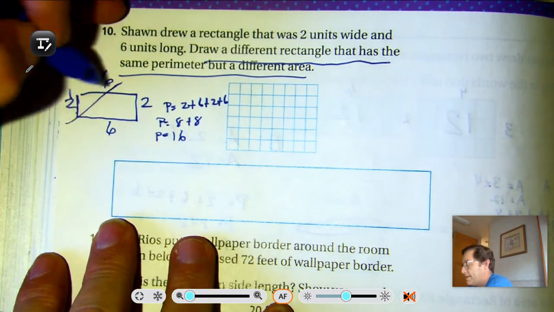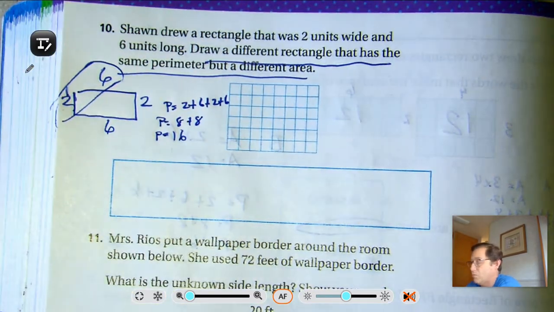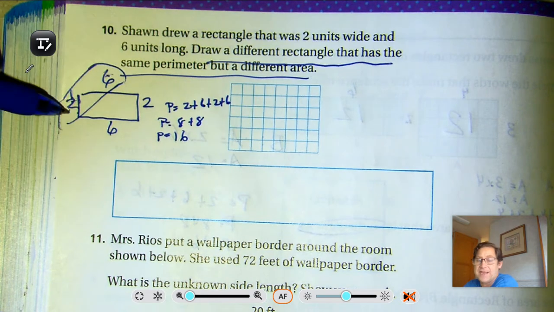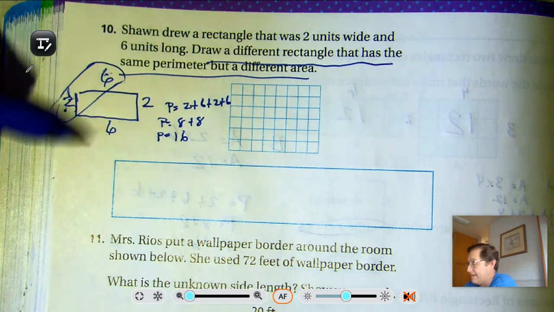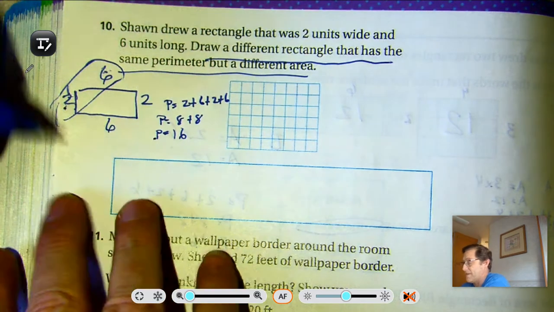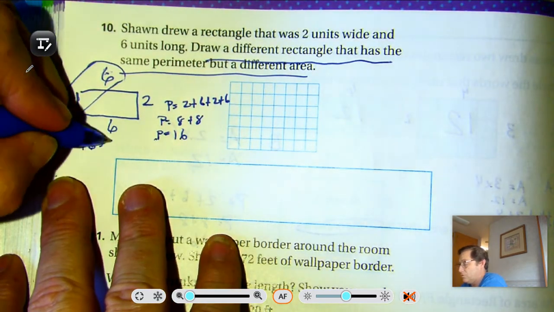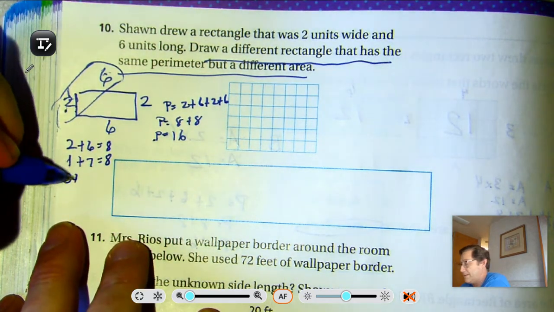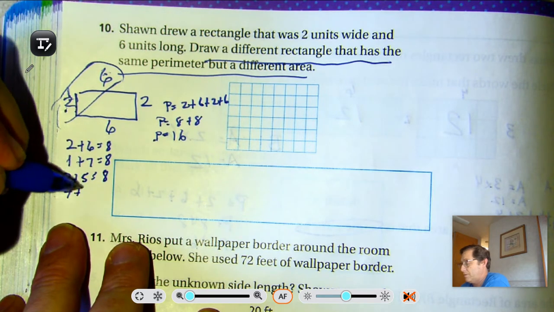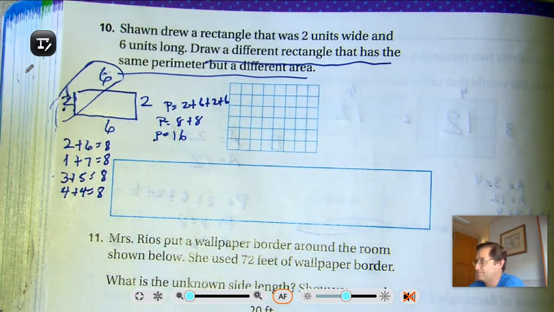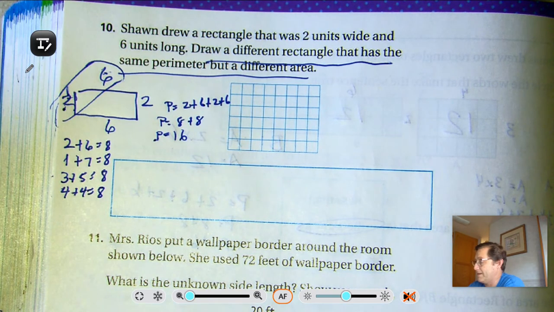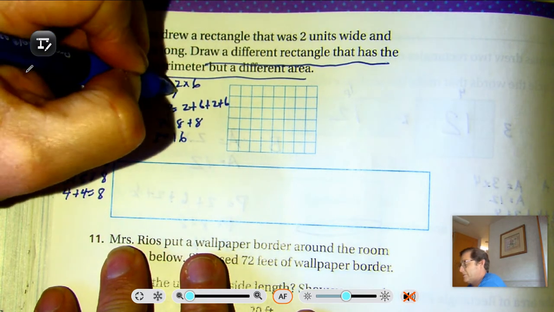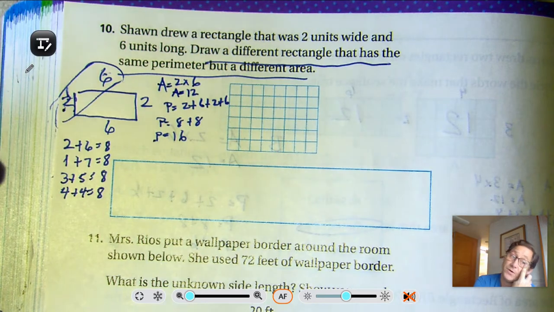So we need another figure with the same perimeter where, in a sense, half of the rectangle adds up to 8 because 8 plus 8 is 16, and I want a perimeter of 16. So what are some different ways of making 8? Well, they gave us 2 plus 6. I could do 1 plus 7, that's 8. I could do 3 by 5, that's 8. Or I could do a 4 by 4, which is 8. Okay, and we want a different area. The area of that figure is 2 by 6. So the area is 12 square units.